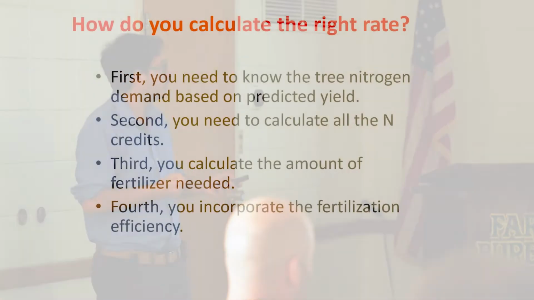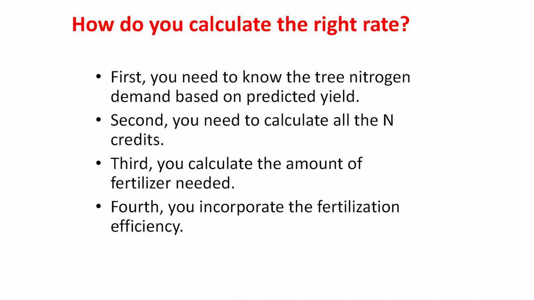And if it's not growing, it's not because of nitrogen, it's because of other factors. Okay? So second, you need to calculate all the nitrogen credits. Once you calculate the demand, the how much, you need to calculate all the nitrogen credits that will come from the water, from organic manure, from compost, etc. And third, you calculate the amount of fertilizer needed. So it's the third part of the logic when you calculate the amount of fertilizer.